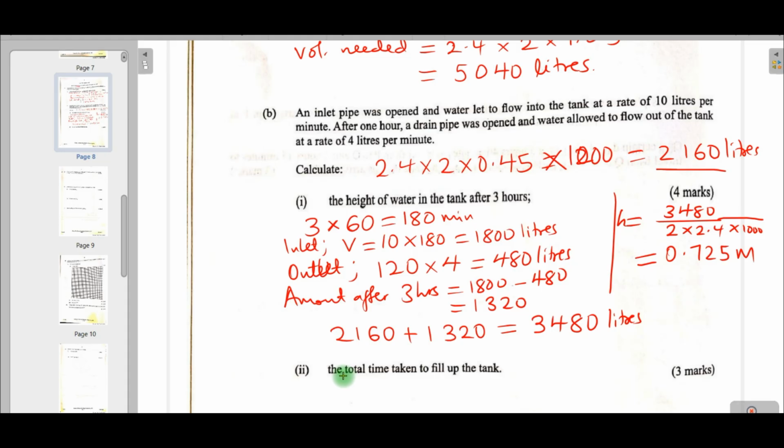Then the next part is the total time taken to fill up the tank.